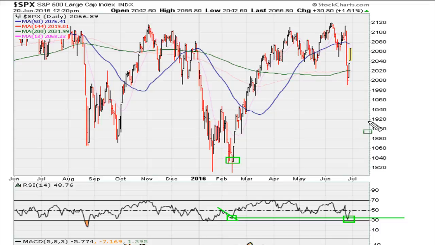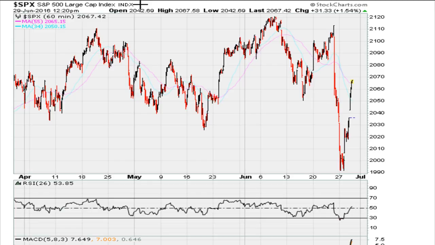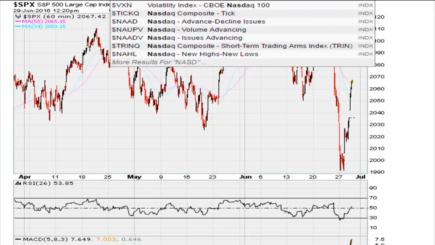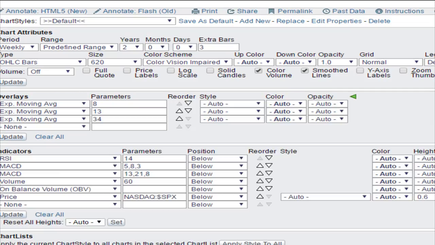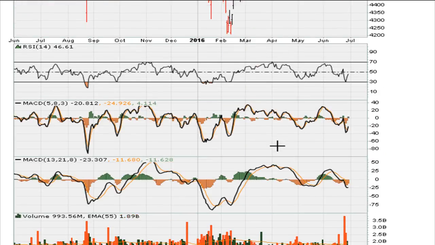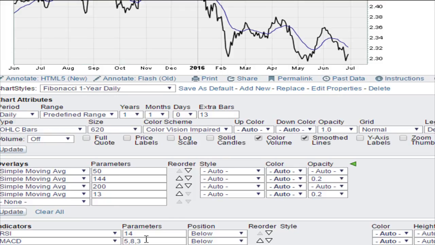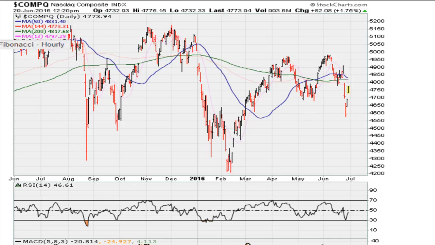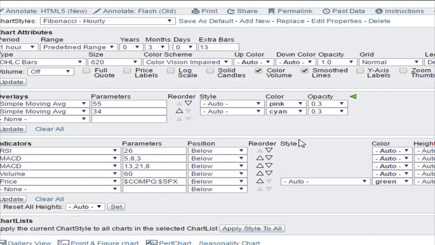Now I want to flip the script here, because yesterday when I sent that subscriber video, I was talking about the hourly chart, which can best be explained by the Nasdaq. Let me show this to you in a second here. We have to go to the daily charts and take a look at the 14-day period. Just want to show you. So this is, let's go to hourly.